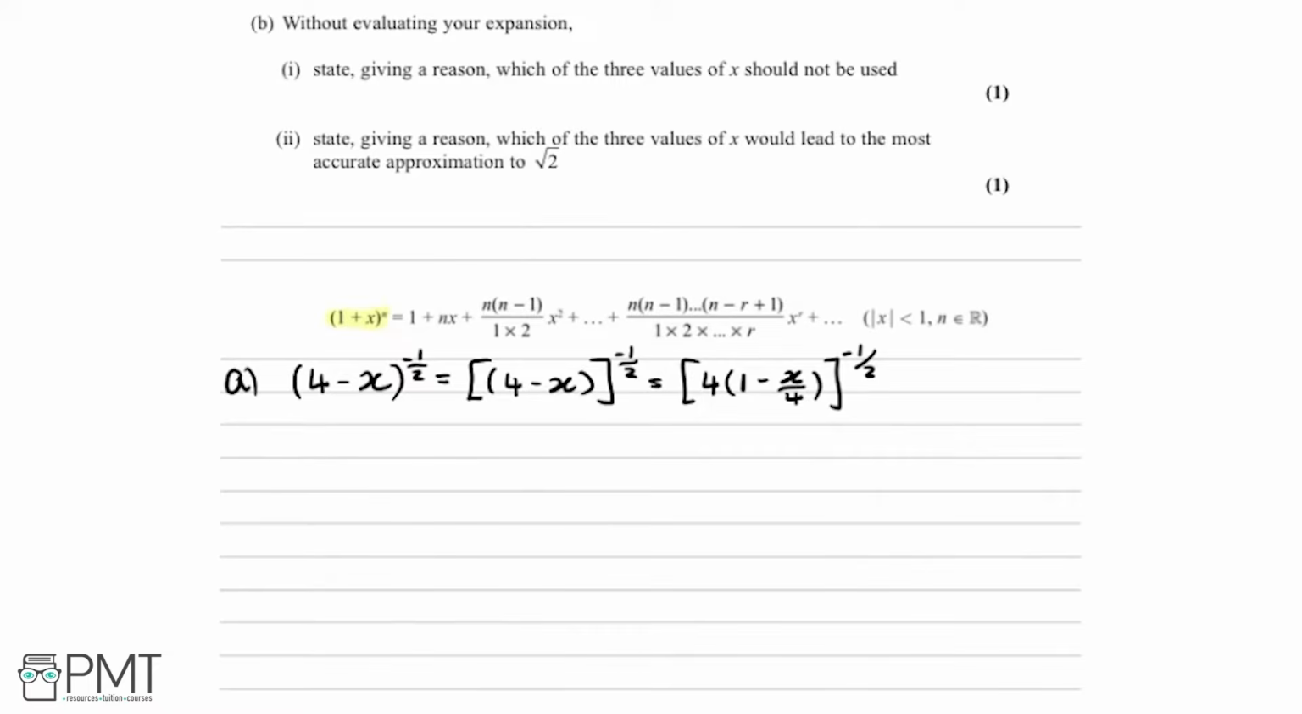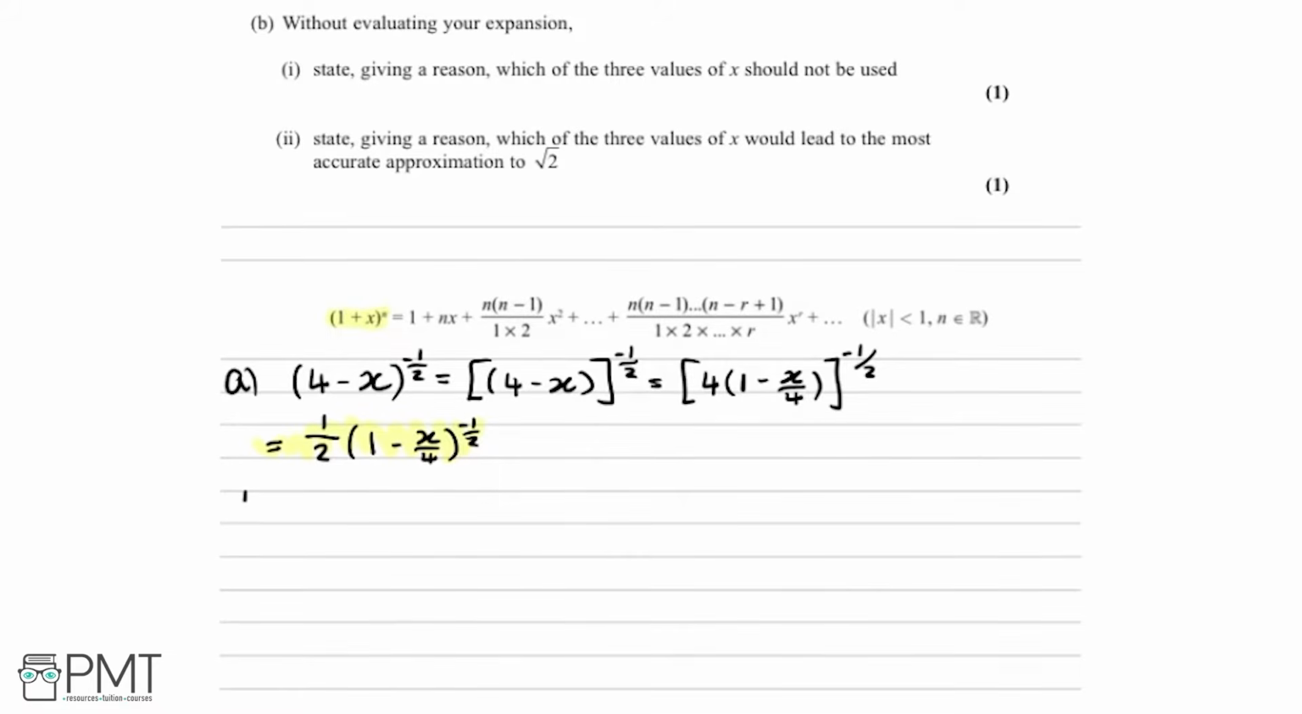Great, so now the last thing we're going to do is, using our indice laws, we can take the power of minus a half and apply it separately to the brackets and to this multiple of 4. So doing that, we'll get 4 to the power of minus a half multiplied by 1 minus x over 4 to the power minus a half. Great, now we can actually rewrite this a bit neater. So 4 to the power minus a half, we can write as 1 over the square root of 4. And actually, the square root of 4 is just 2. So it's just a half. So now using this, we can carry out a binomial expansion using the formula from the formula booklet.